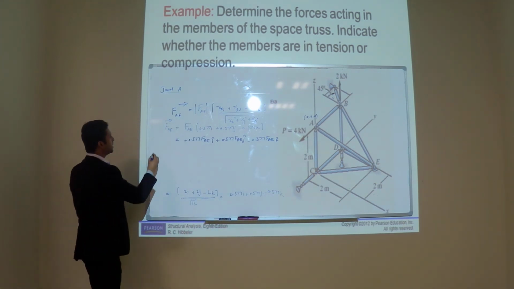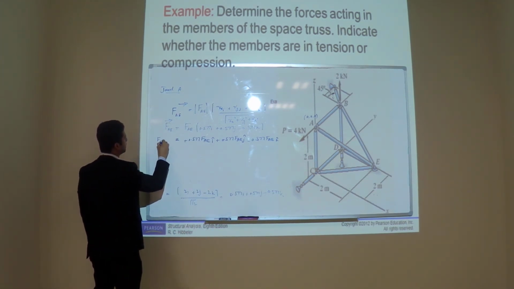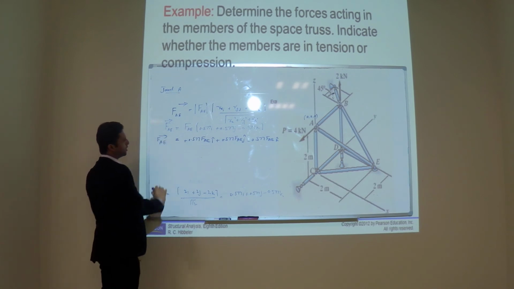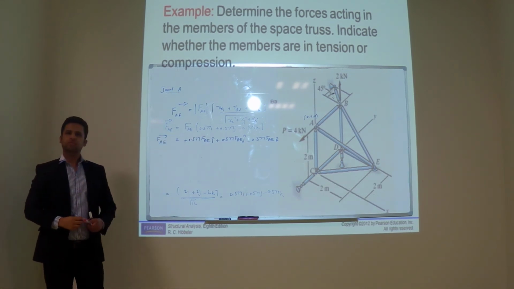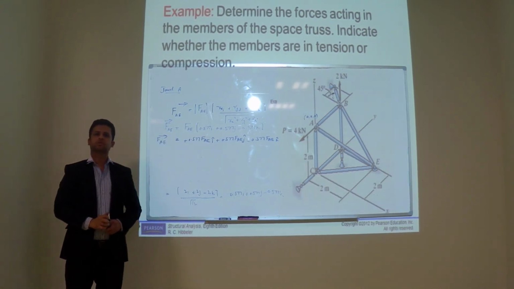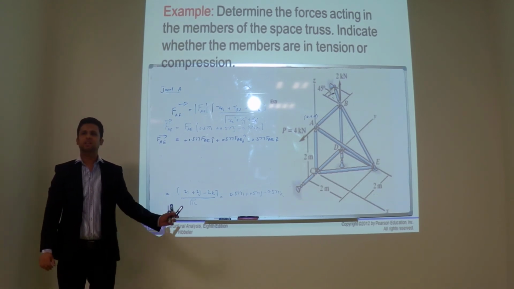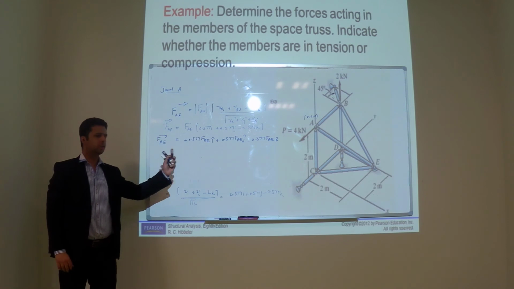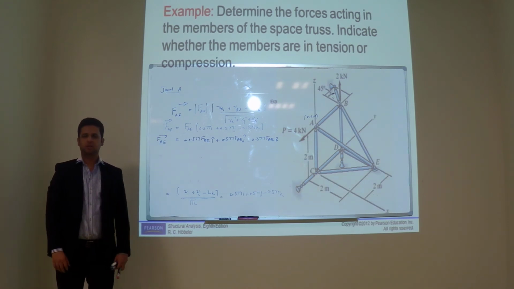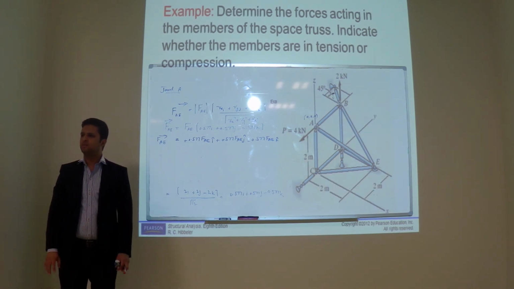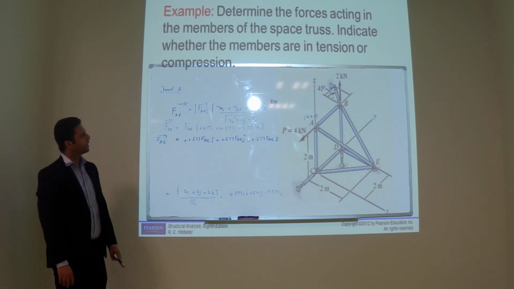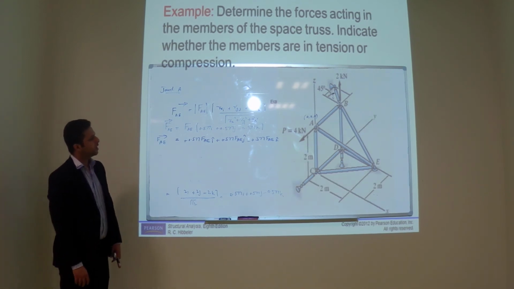Is it difficult at this point? No. Is there anyone who does not understand up to this point? This is the most difficult thing in all this solution of joints. Fine? Now let's find out the position vector of AC.